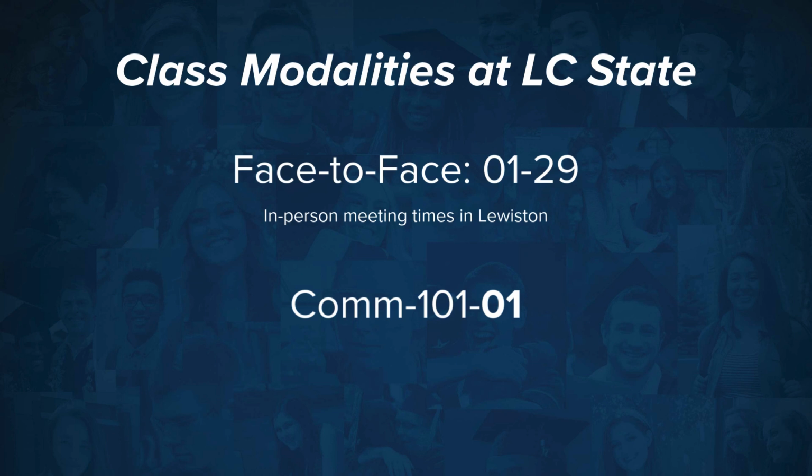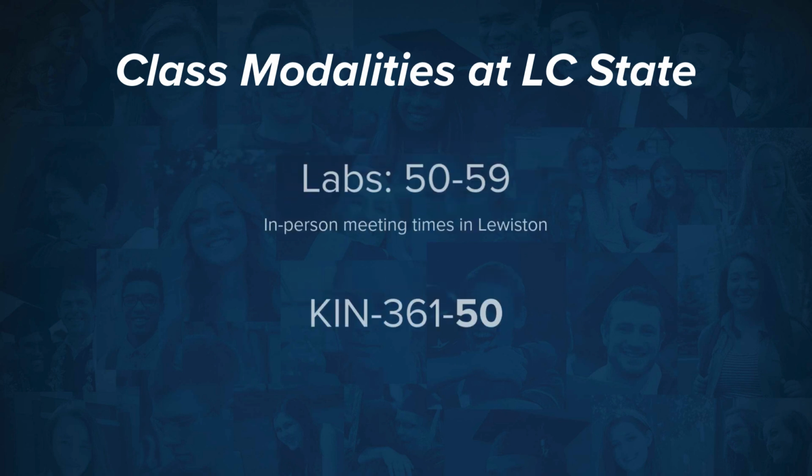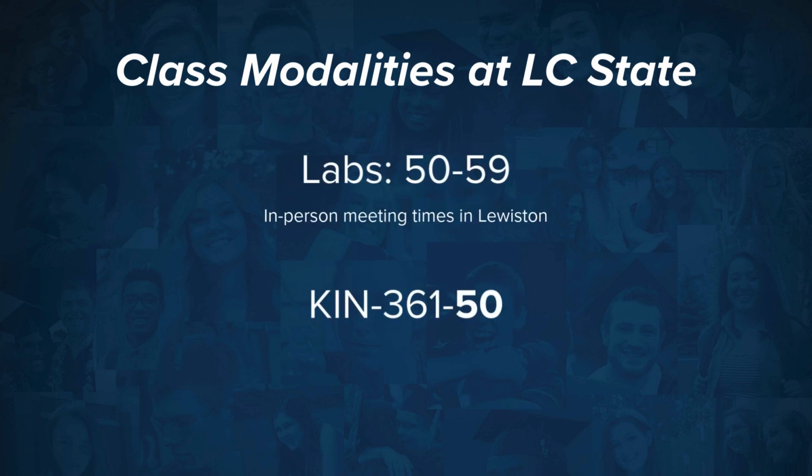Face-to-face classes require in-person attendance at a fixed and regular meeting time. This modality will be indicated in the section number of a class with the numbers 01 to 29. Labs refer to class sections that are in an assigned lab at a fixed and regular meeting time for hands-on learning. These sections can be identified in the class code with numbers 50 to 59.